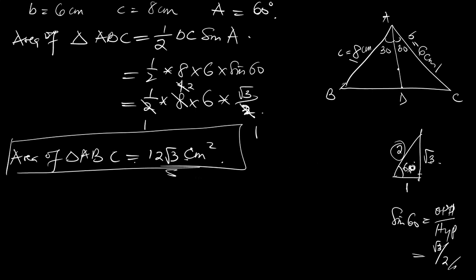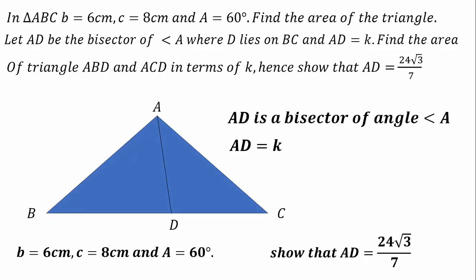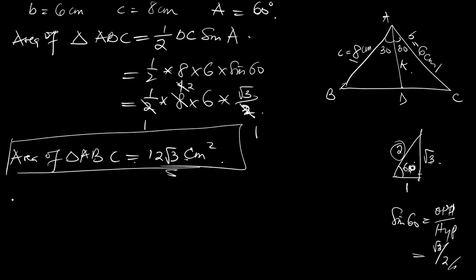Now the next question, and here is K, because AD is K, so there is K. The next question was we should find the area of triangles ABD and ACD in terms of K. Hence, show that AD is equal to 24 root 3 over 7. So now we'll find the area of triangle ABD. So this triangle ABD. Now we have this side, and it is in terms of K. We have this side which is AD, and we have this side which is 8.